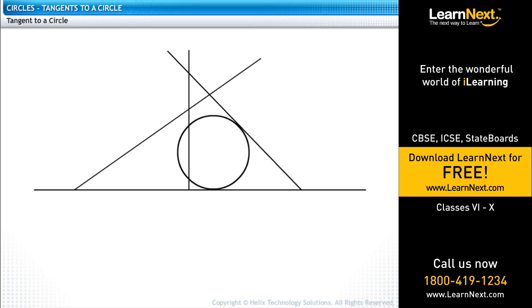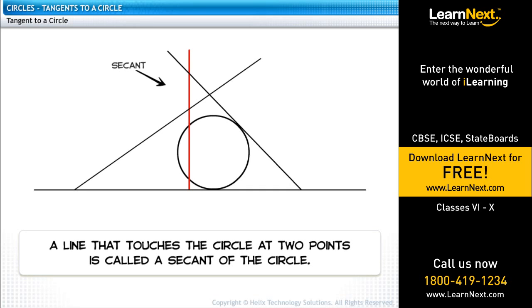Let's find out. Observe this line. Note that this line does not touch the circle at any point. Thus, it is not a tangent to the circle. Now, what about this line? This line touches the circle at 2 points. This line isn't a tangent to the circle either. A line that touches a circle at 2 points is called a secant of the circle.